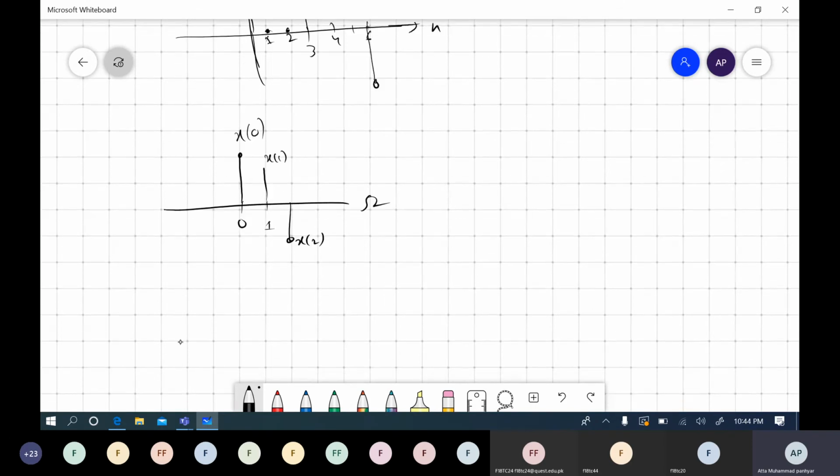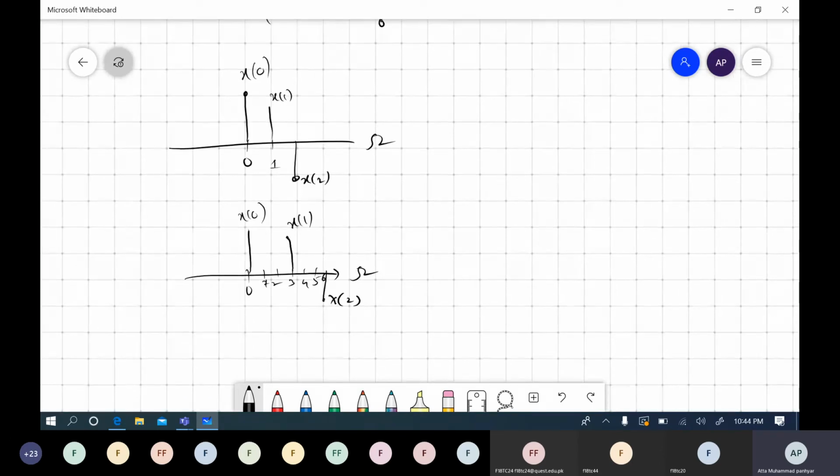But now when we have stretched this signal, then at 0 we have value of x of 0 on the omega axis, 1, 2, and now on 3 we have x of 1, and then 4 and 5 are empty, and at 6 we have x of 2. Now if you can see, if this is x of omega, then this spectrum is x of 3 omega, right? So our spectrum is also stretched.